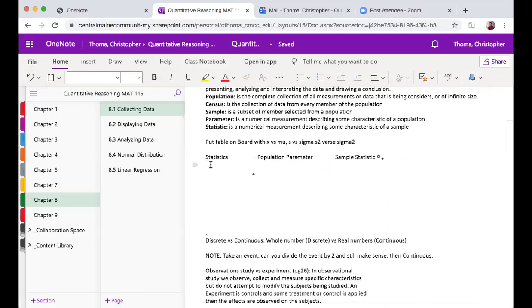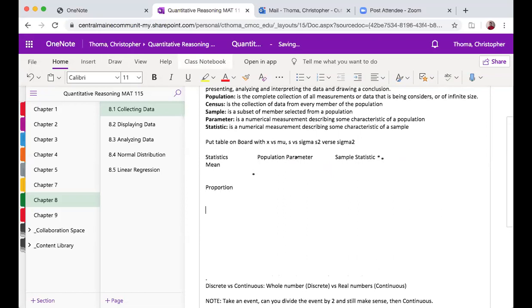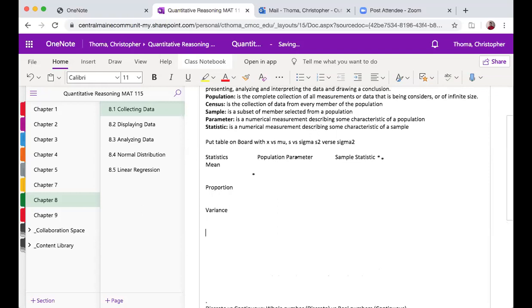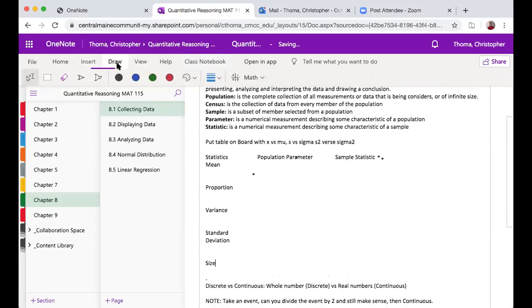So our statistics: we will have the mean, the proportion, the variance, the standard deviation, and the size. Now I'm going to go to draw because I don't want to try to figure out getting this thing to mimic all my symbols.